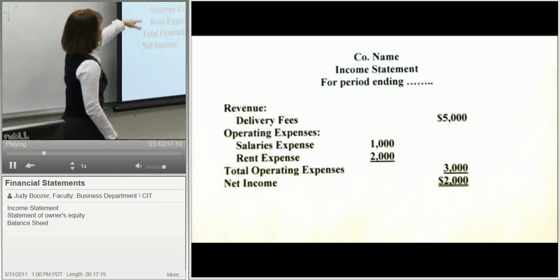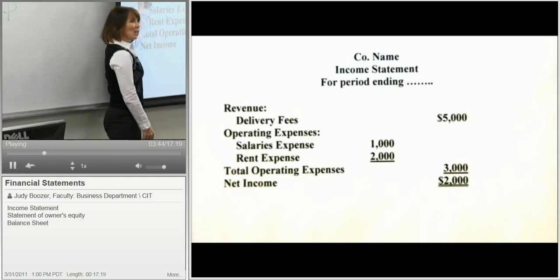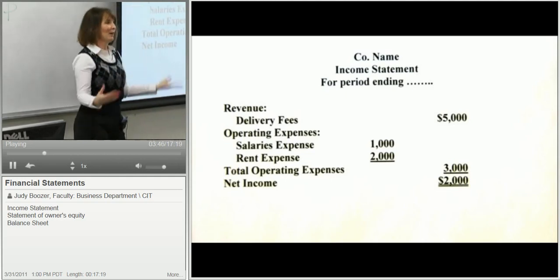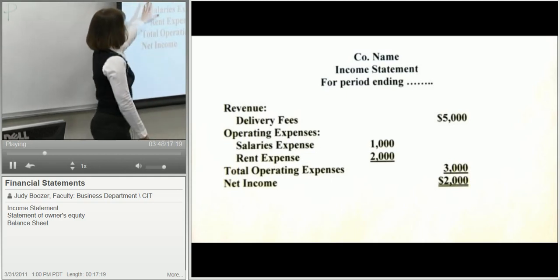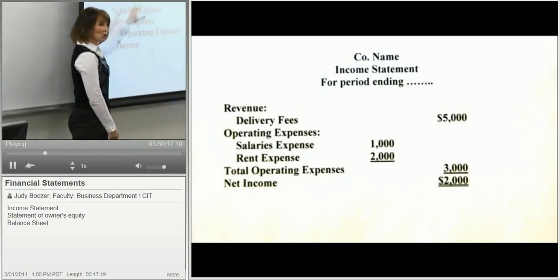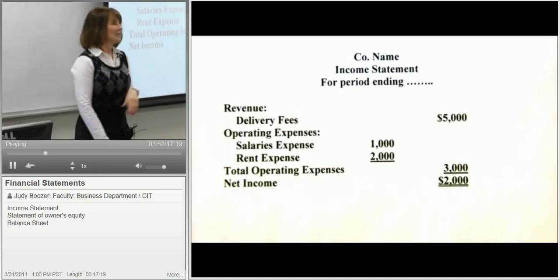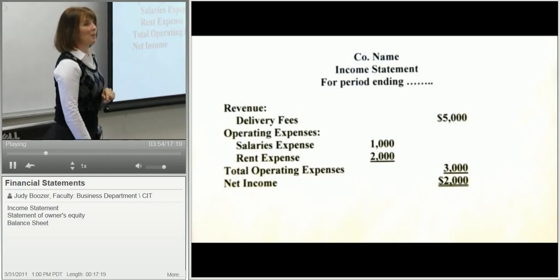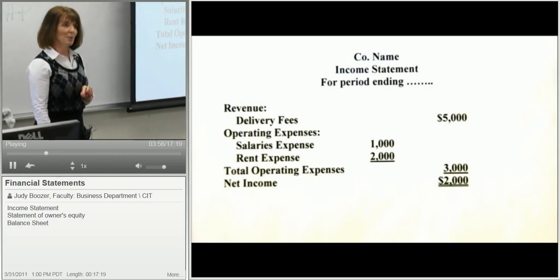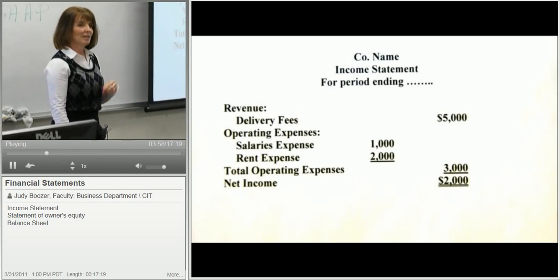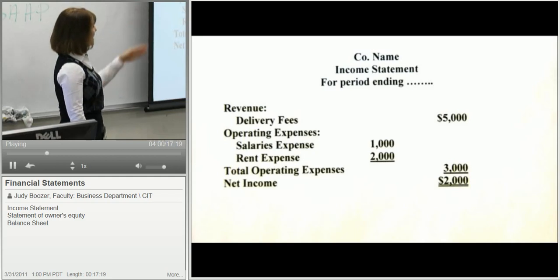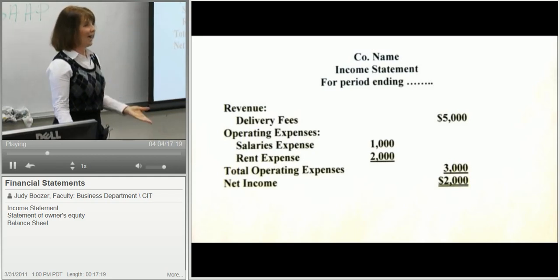Okay. Income statements always start with revenue. And since we're going to be starting with service businesses, a typical name for maybe a revenue account for a service business would be delivery fees. And how much did we make for this period? $5,000.